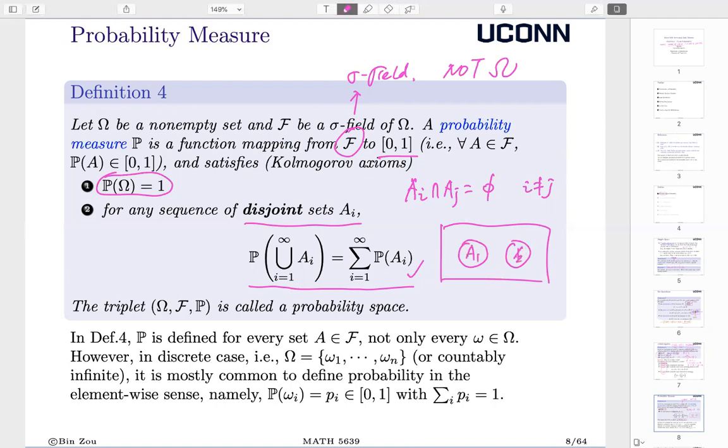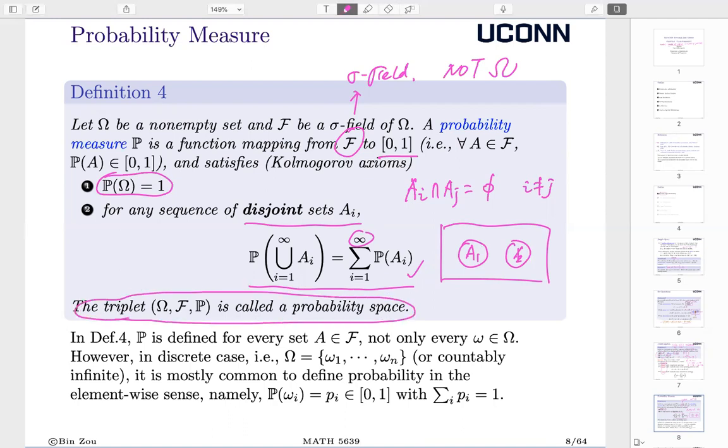They don't have any intersection. So apply our addition rule. The union is just P(A1) plus P(A2), right? Because there is no intersection, okay? So this generalizes to infinity. This is called countably many, right? So the triplet is finally the so-called probability space.